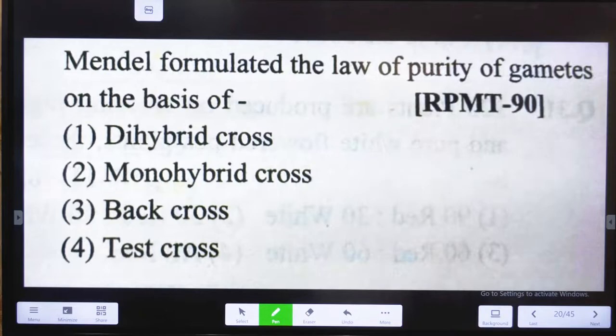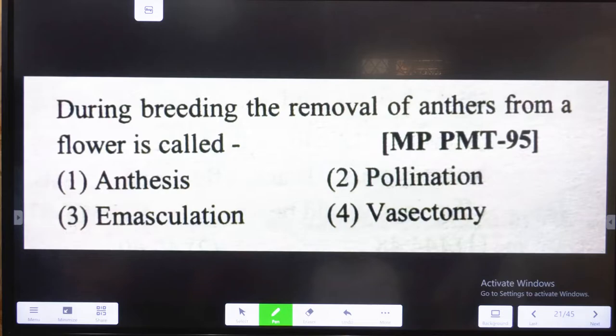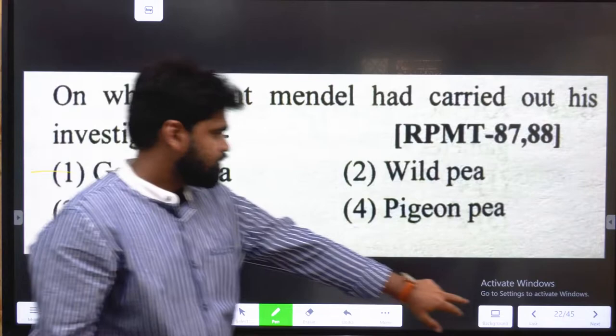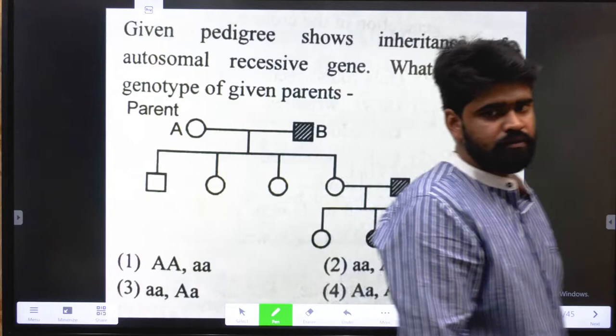Mendel formulated the law of purity of gametes on the basis of? Monohybrid cross, na? Law of segregation, purity of gametes. During breeding, the removal of anther from a flower is called? Emasculation. On which plant did Mendel carry out his investigation? Garden pea. Given pedigree shows inheritance of an autosomal recessive gene. What is the genotype of the given parent? Like this also you can get a question. They have given it and they have asked it.